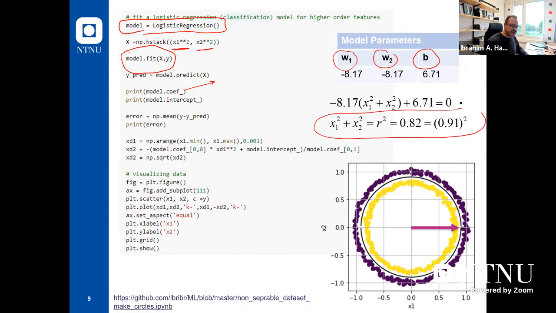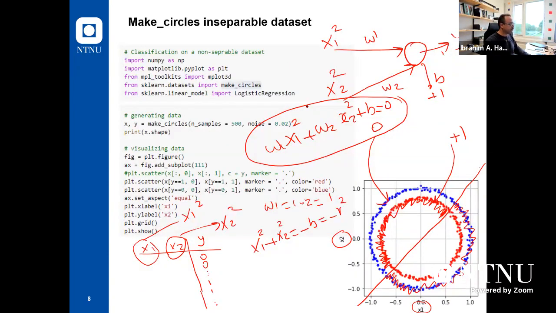So in fact, it's an equation with radius 0.9. So the radius here will be 0.91. This one will be R, and it will be exactly a circle. So when we try to use feature construction, to construct a new feature, a super feature, which will help us to simplify the problem, I mean, the model, we just need a very simple model like this one. We just need a perceptron.